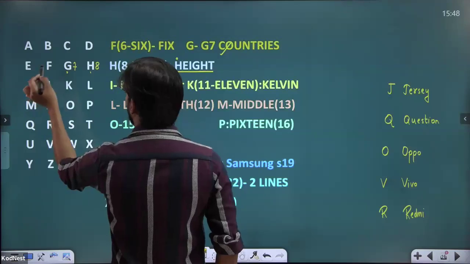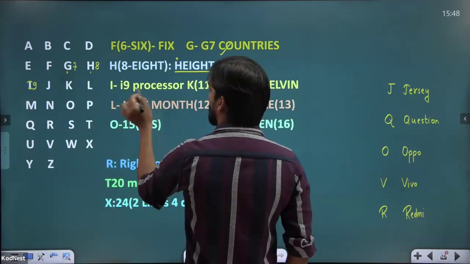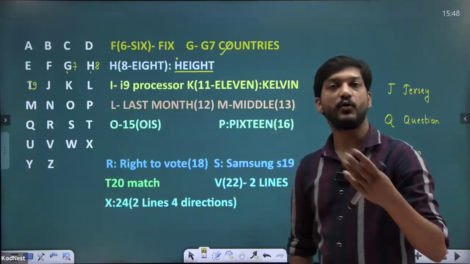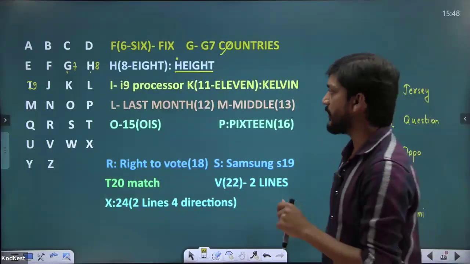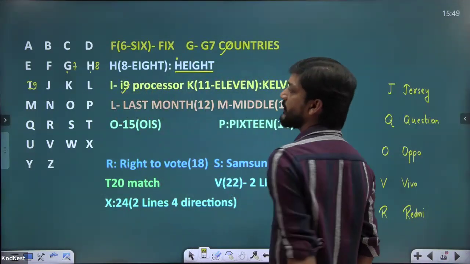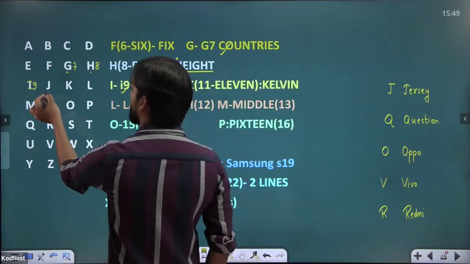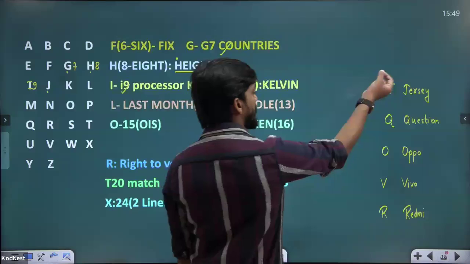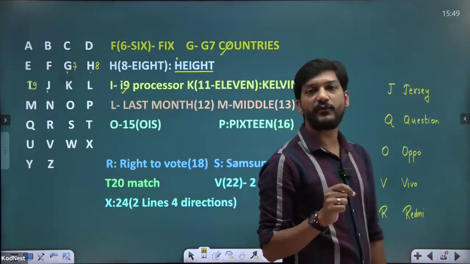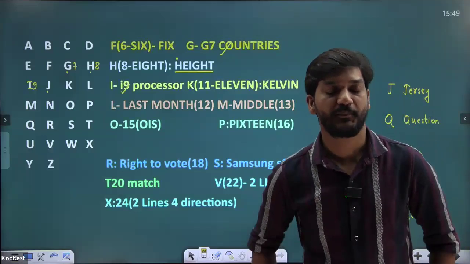I value is 9. So how you have to memorize is, there is one processor which is now going to be the latest processor of Intel, that is i9 processor. So this way you have to memorize the place value of this. When it comes to J, I will say J means Jersey. There is a very famous number of Jersey. Which Jersey is that?